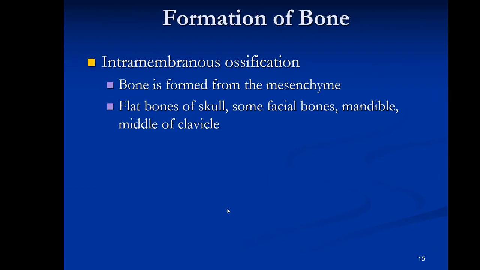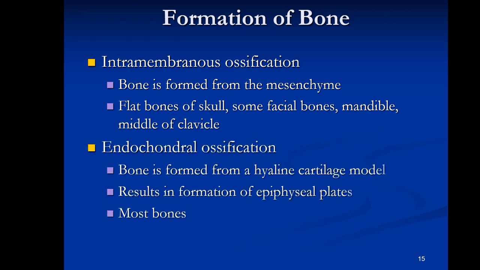All right, so a little bit about bone formation. There are two strategies by which bones are formed. Most of them are formed via what's called endochondral ossification. We'll spend more time talking about that. But there is also a strategy called intramembranous ossification, where bone is just formed from the embryonic connective tissue called mesenchyme. This includes the flat bones of the skull, some of the facial bones, the mandible, which is your jawbone, and the clavicle.